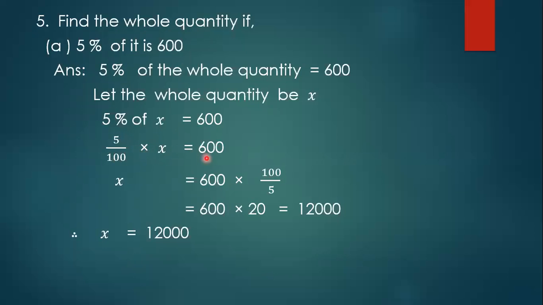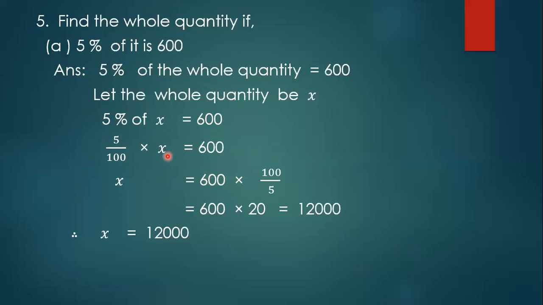So x is equal to 600 divided by 5 upon 100. Why dividing? Because here the multiplication is there. Multiplication will change into division when we change the sign. So 600 dividing by 5 upon 100. And also you have learned that instead of division of a fraction, we will multiply it by the inverse or the reciprocal. So 600 dividing by 5 upon 100 will change into 600 multiplied by its reciprocal. The reciprocal or inverse of 5 upon 100 is 100 upon 5.